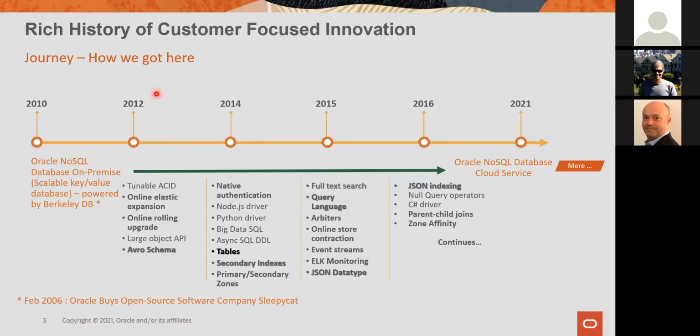We can say that we have been in the NoSQL spectrum since February 2006, because at that time, Oracle bought an open source company called Sleepycat, that is Berkeley DB. There are some features that you can see here, from 2012 to 2016. I can provide you some details, but I am a new product manager. I started working at Oracle as a product manager in April.